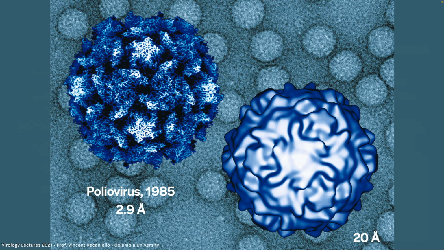And so here's a comparison of X-ray crystallography and cryo-EM. Here's poliovirus. It was one of the first viruses to be solved, the structure to be solved by X-ray crystallography, 1985. And there it is in 2.9 angstroms on the upper left.